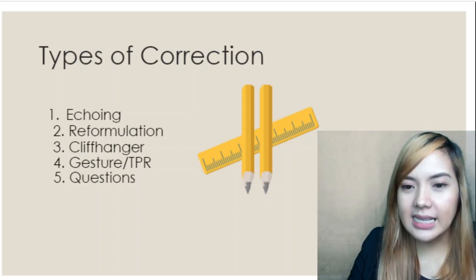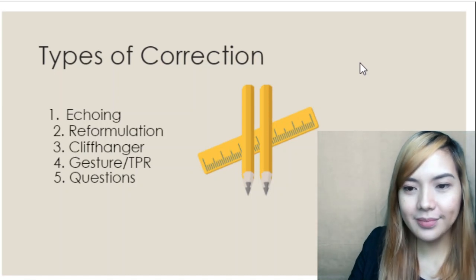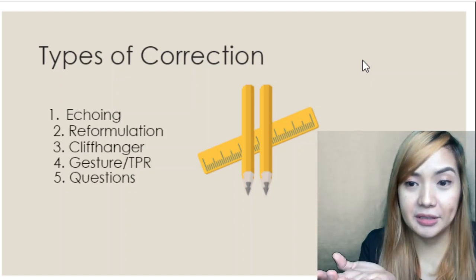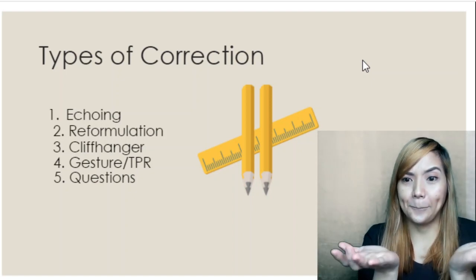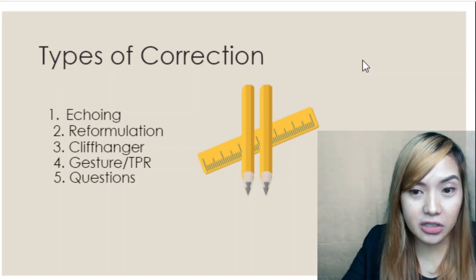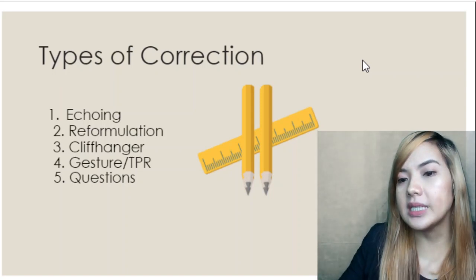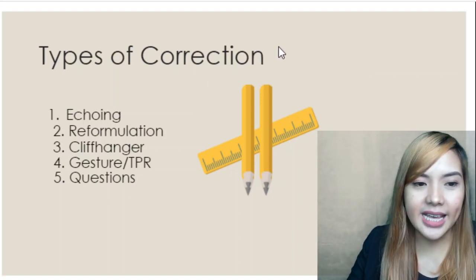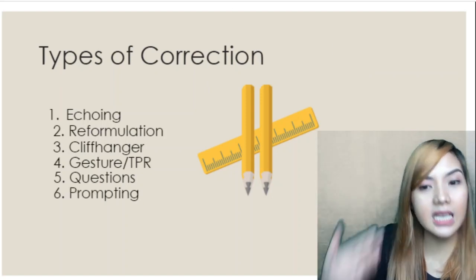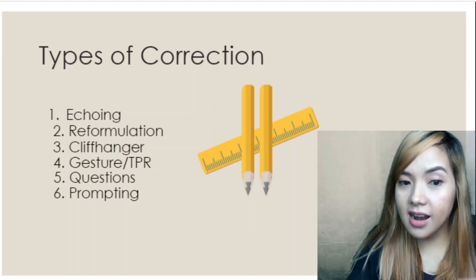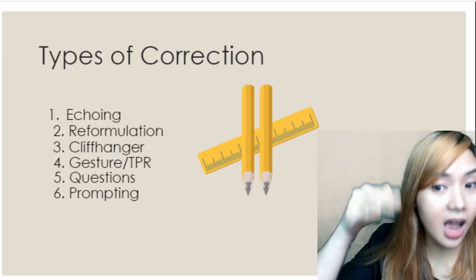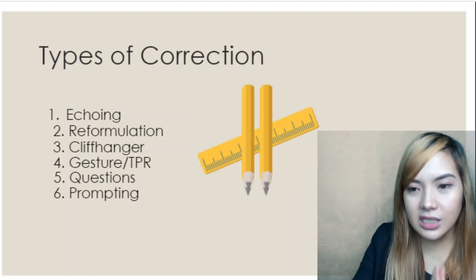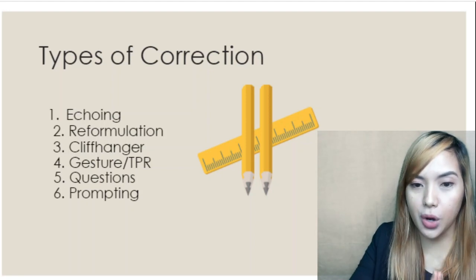If the student says pens, you say pens, pencils. The teacher gives two answers to choose from. This gives the student a sense of accomplishment that he or she got the answer. The next is prompting. Using TPR to describe the answer or to say the student needs to add something more.